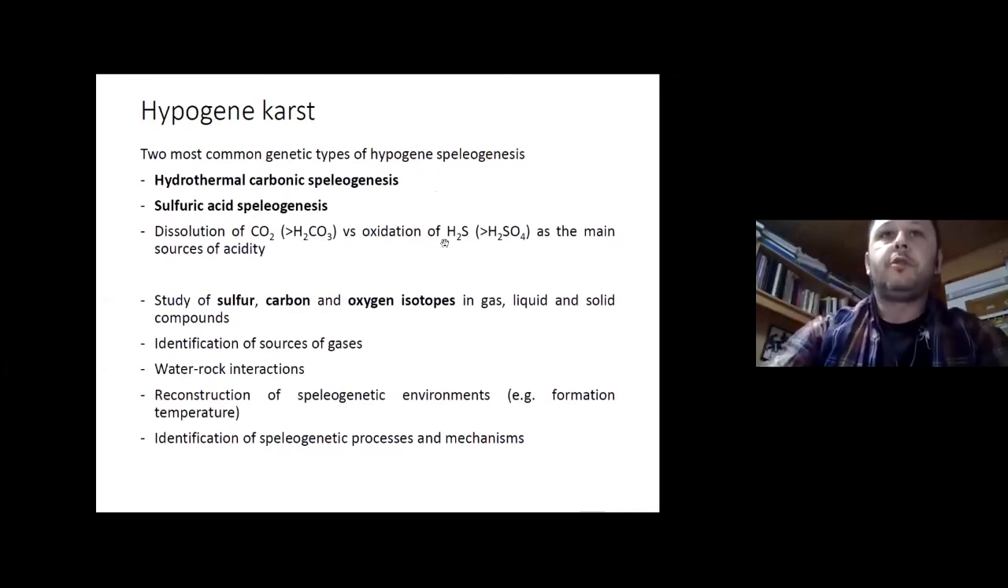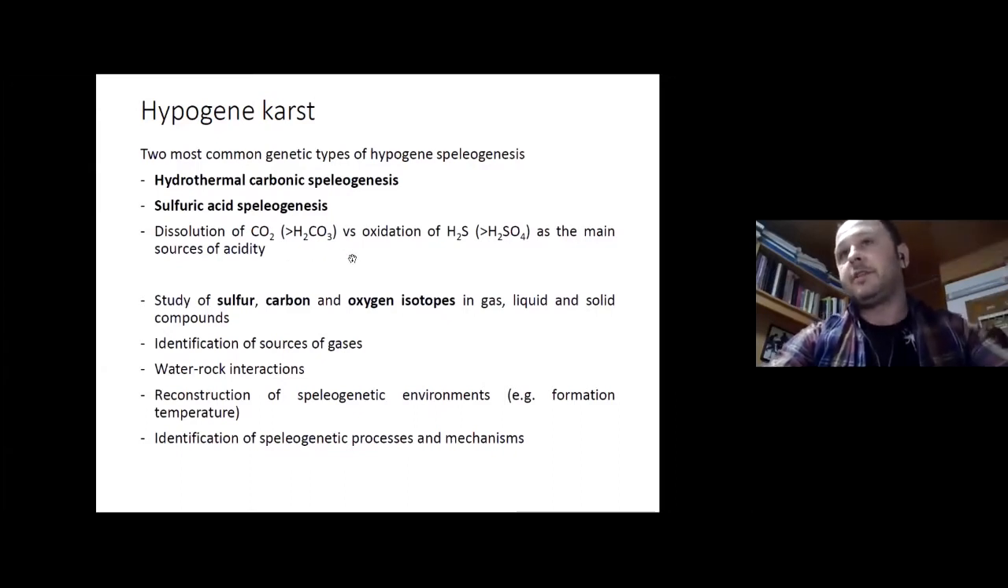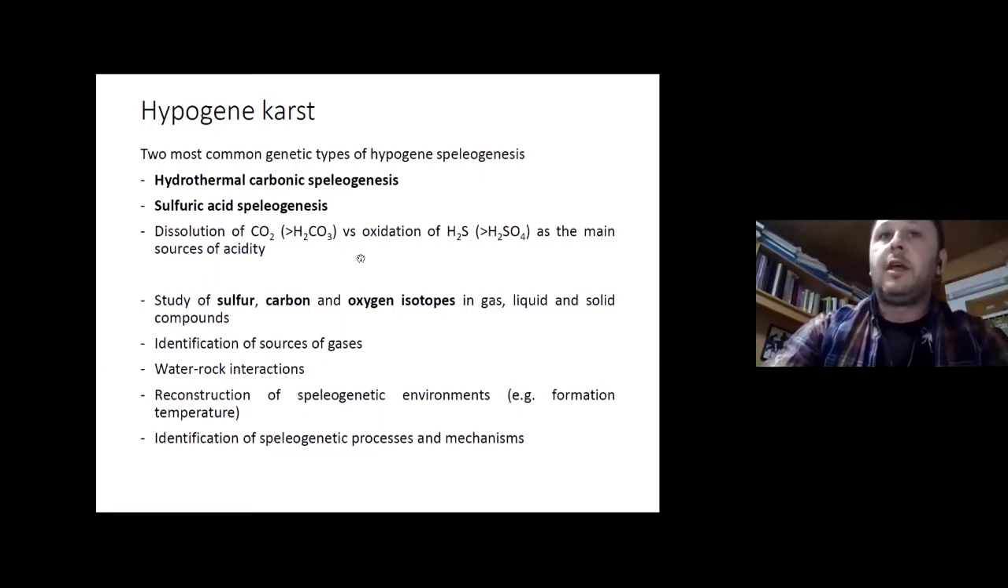The two most common genetic types of hypogene speleogenetic processes are the so-called hydrothermal carbonic speleogenesis, or hydrothermal carbonic caves, and sulfuric acid caves, or sulfuric acid speleogenesis. The first is formed by dissolution by carbonic acid, but as I said, the CO2 is not coming from the surface, it's coming from depth. On the other hand, sulfuric acid speleogenesis is due to oxidation of hydrogen sulfide, which also comes from depth, forming sulfuric acid, which dissolves the rock.